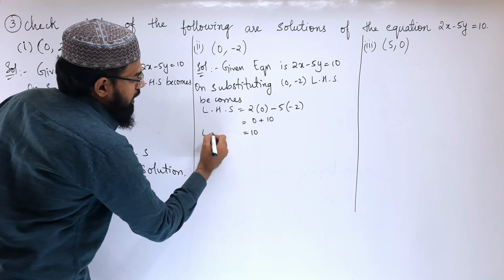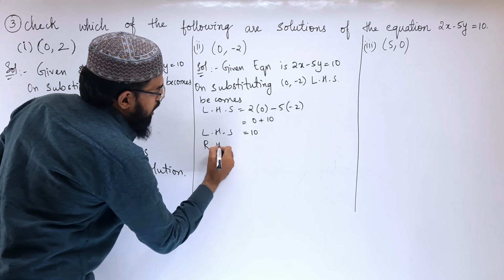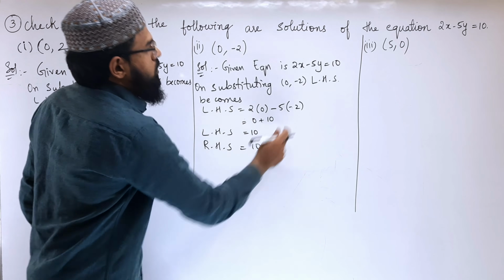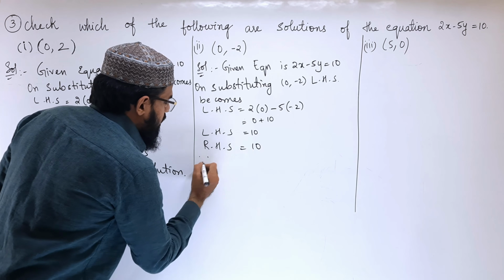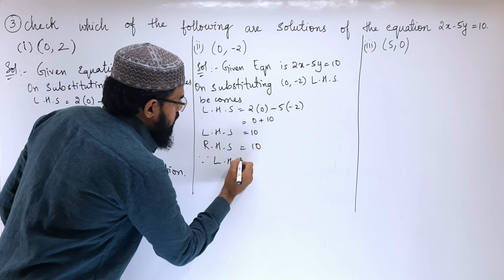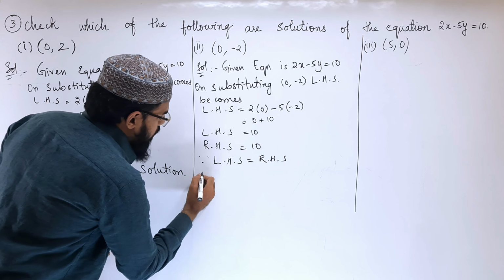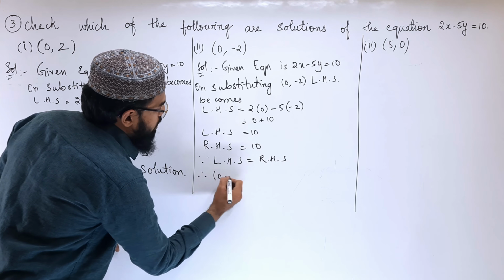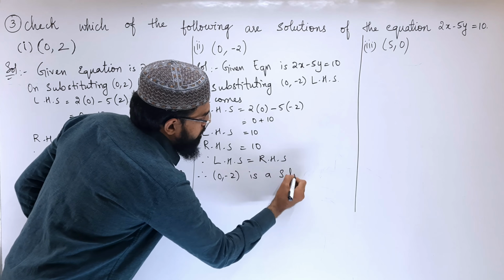So this is nothing but LHS. Next RHS. So RHS is 10. Since both are equal, since LHS is equal to RHS, therefore we can say that (0, minus 2) is a solution.